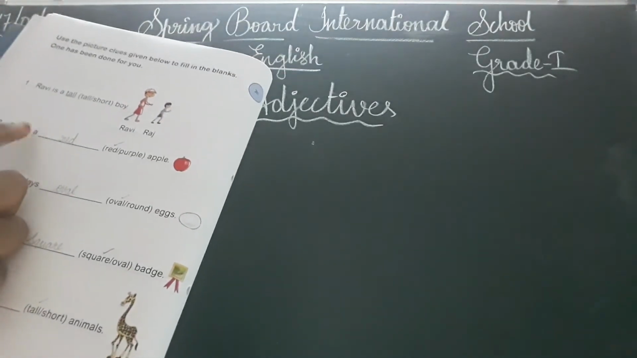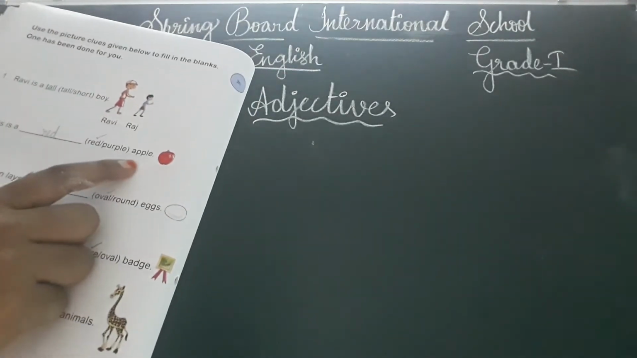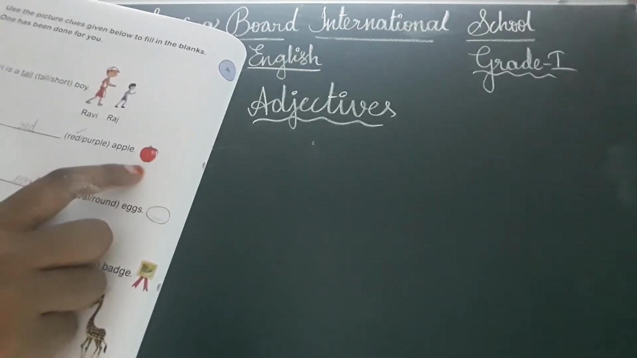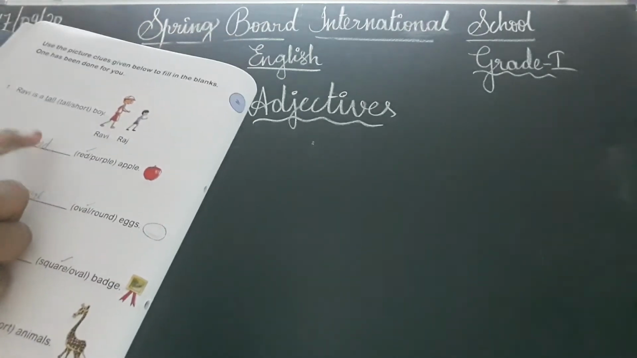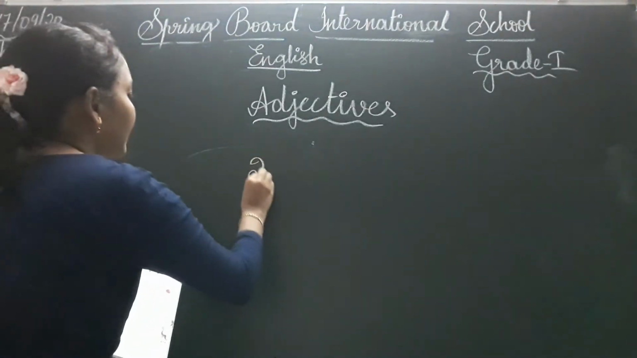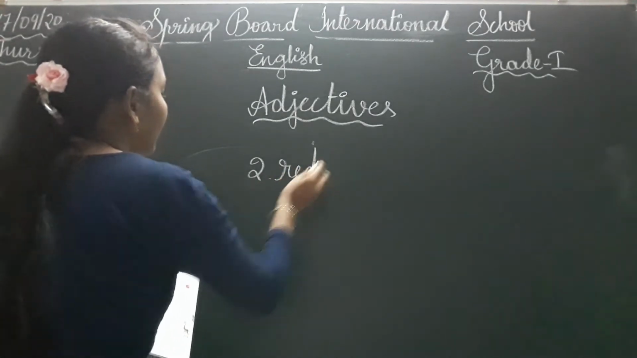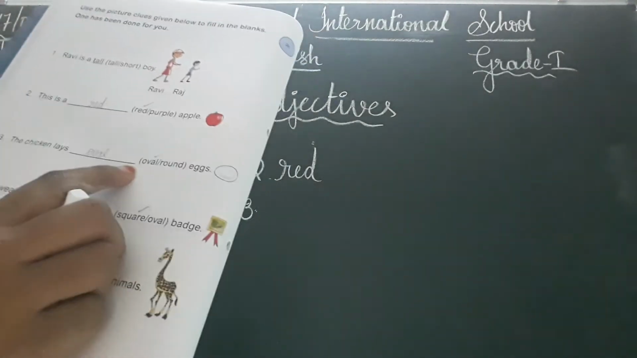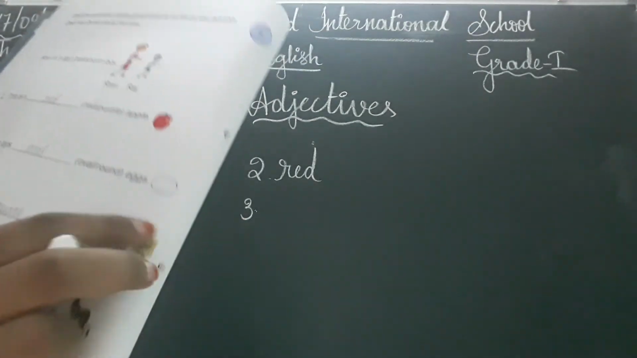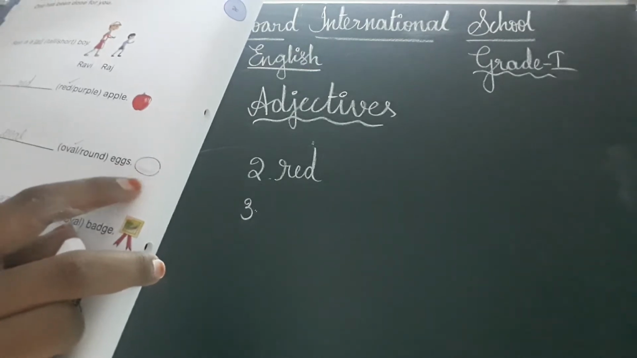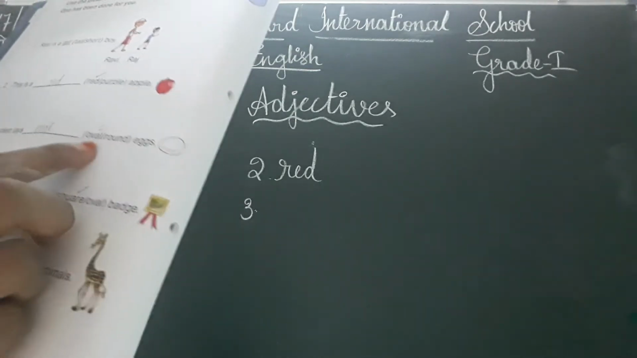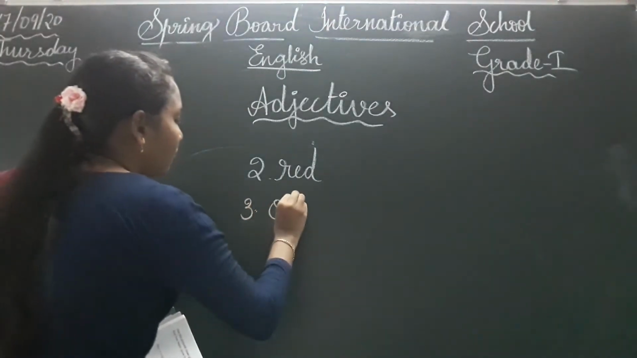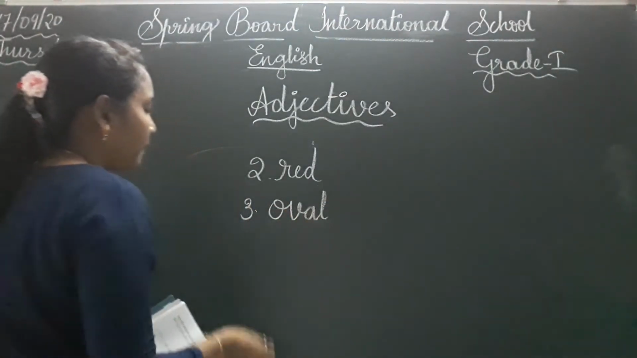Second one, see. This is a blank apple. Here red and purple. In which color is the apple? Red. R-E-D. Red. The second blank answer is red. And third one, see children. The chicken lays blank eggs. See, the egg is in which shape? Round or oval? Oval shape, children. O-V-A-L. Oval shape.